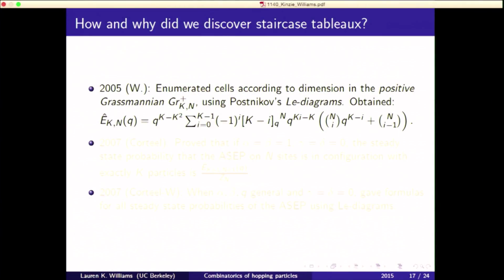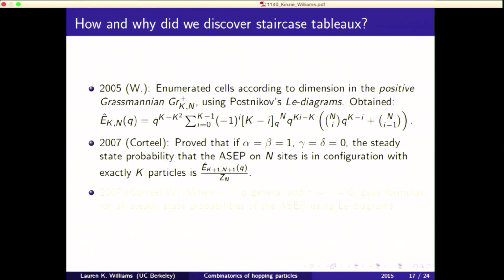So in 2005, I was studying the positive Grassmannian using some kind of tableau called Le diagrams that don't look at all like the ones I've just shown you. And in the process of enumerating cells, I wound up writing down a polynomial that counted cells. This was introduced purely for understanding the positive Grassmannian.